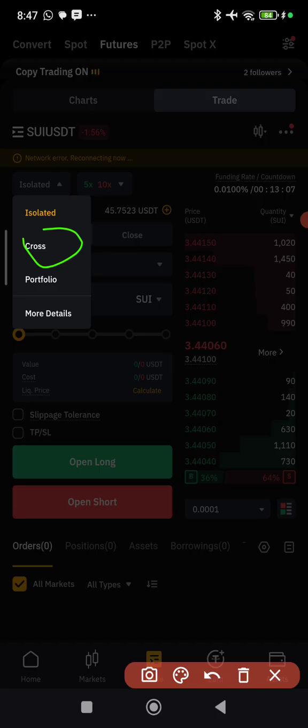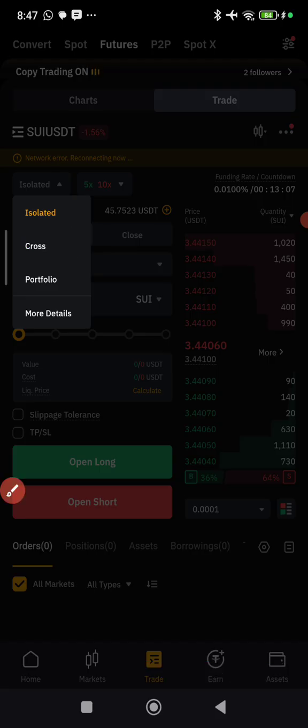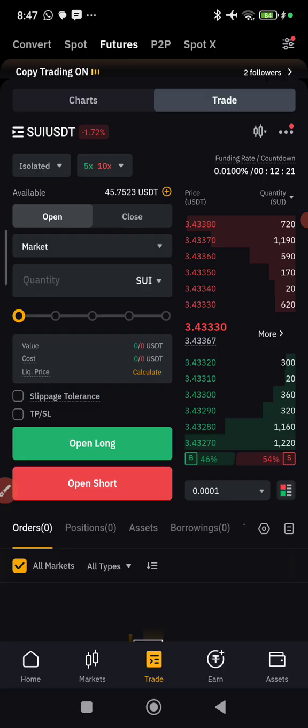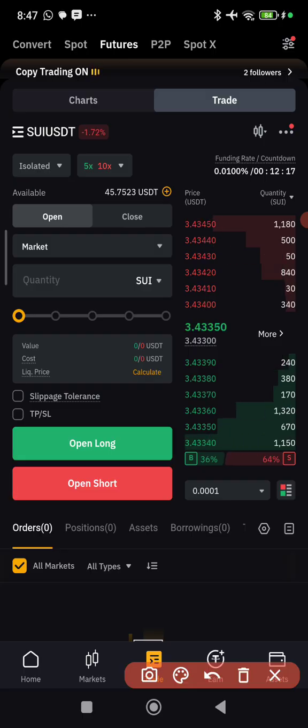That is why I recommend isolated, so that whatever you want to spend, if it's 5% of your portfolio you want to use for trading, fine, 5% or whatever. Okay, so isolated is the best for beginners. Okay, all right, then let's move on to the next part here.